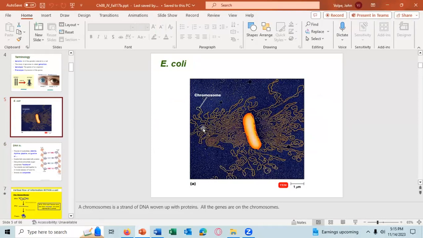Now, for eukaryotes, the main protein in the chromosome is the histone protein. For prokaryotes, they lack the histone protein. So they don't have any histones with their DNA. A histone is a protein, by the way.